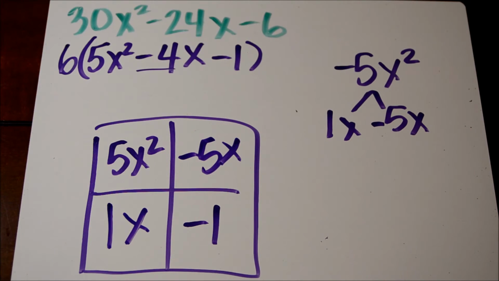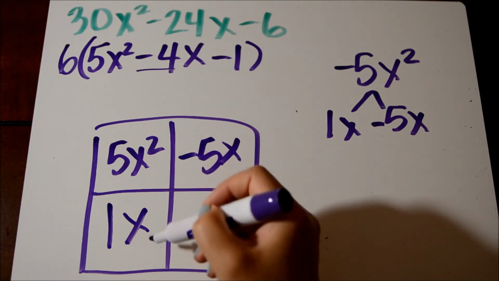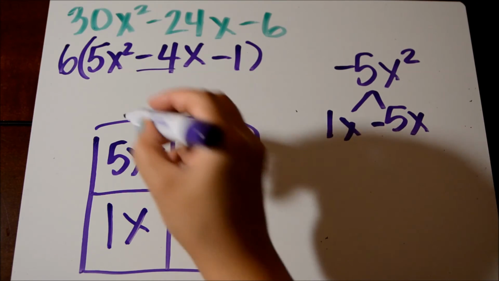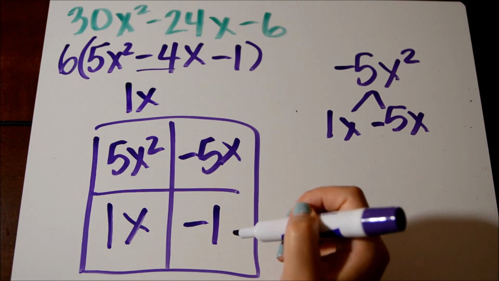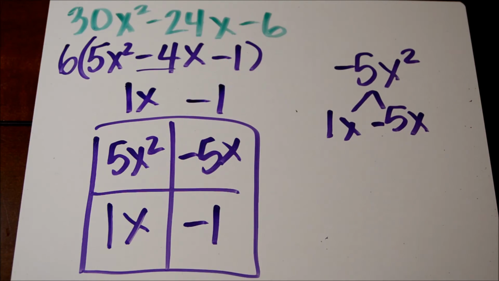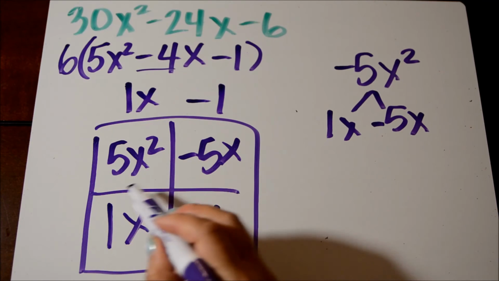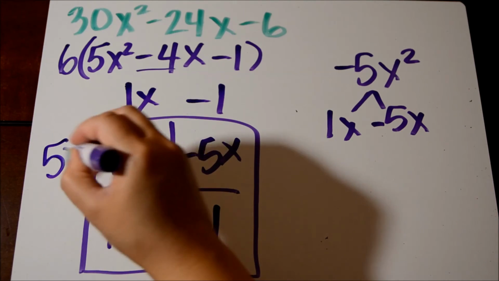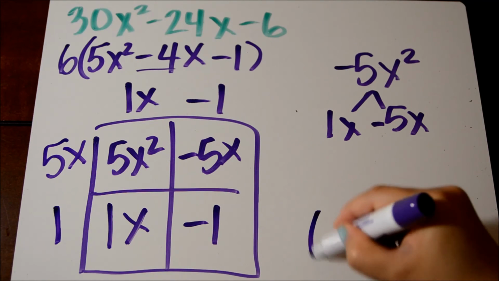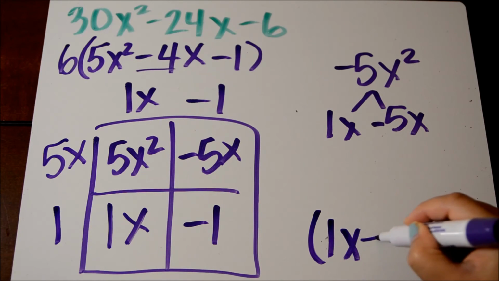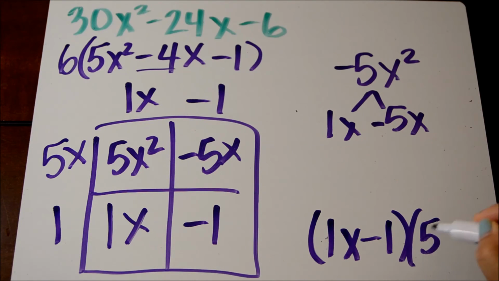Factor out your greatest common factor in each direction. In that first column, 5x squared and 1x, the greatest common factor is 1x. In the second column, negative 5x and negative 1, we're going to go ahead and factor out a negative 1. 5x squared and negative 5x, we're going to factor out 5x, and then at the bottom, we're going to factor out a positive 1. So our answer is 1x minus 1 times 5x plus 1, and we can't forget about our GCF.